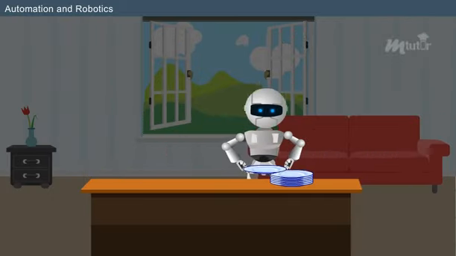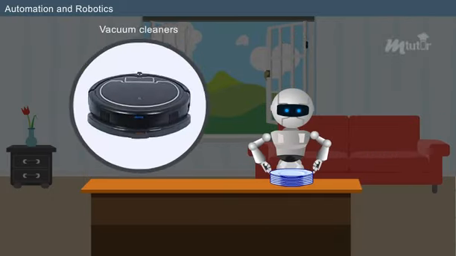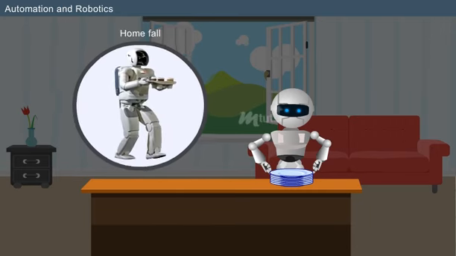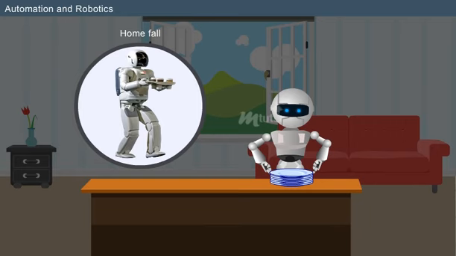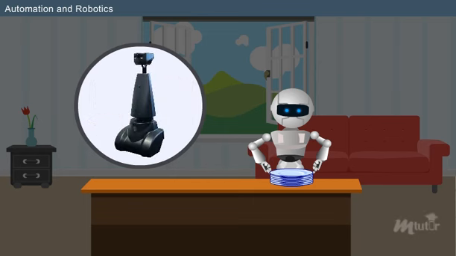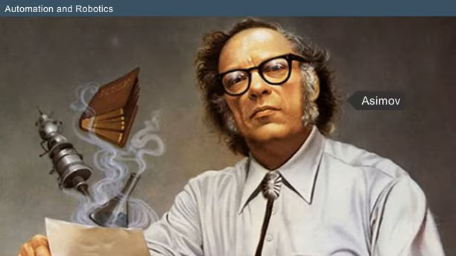Domestic robot. Robots like robotic vacuum cleaners and other robots that perform different chores that are used at home fall in this category. Baby monitors and other telepresence robots could also be regarded as household robots. Let us now discuss the Asimov principles of robotics.